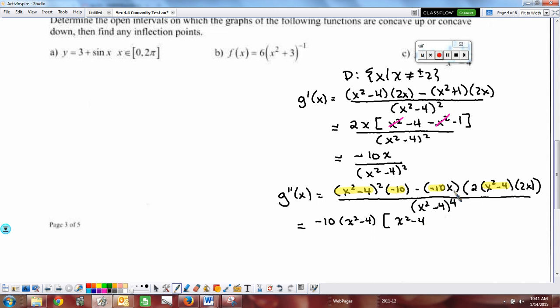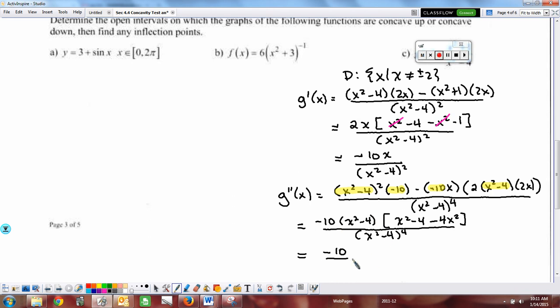And then over here we're going to have an x, a 2, and an x, so this is going to be minus 4x squared. Minus 4x squared over my x squared minus 4 to the 4th. Notice I have a common factor top and bottom, so I can subtract or basically just cancel one out. So I'm going to do that.